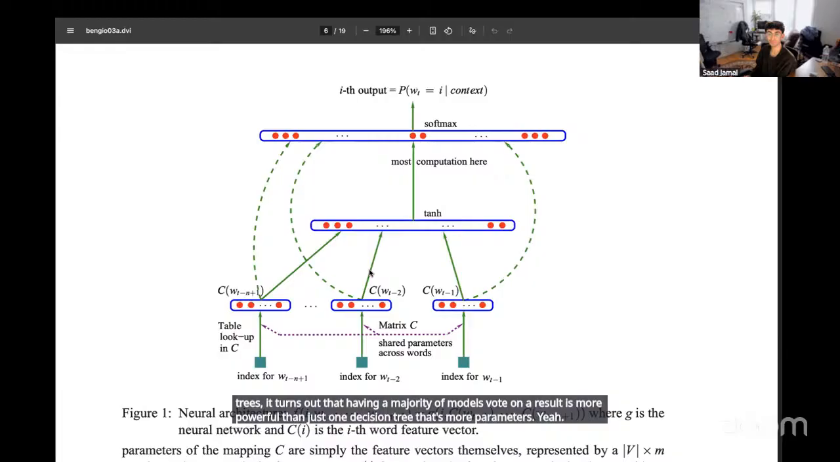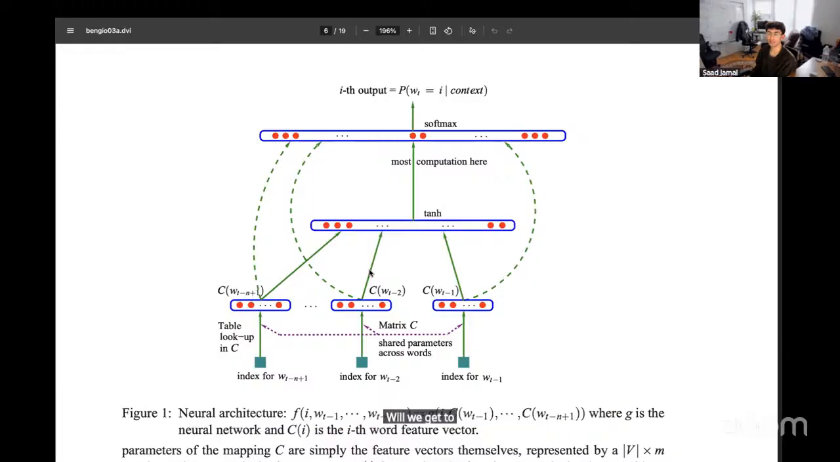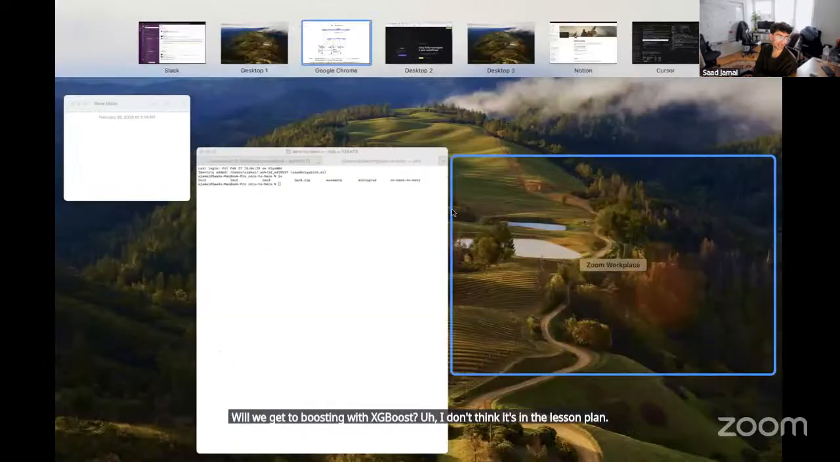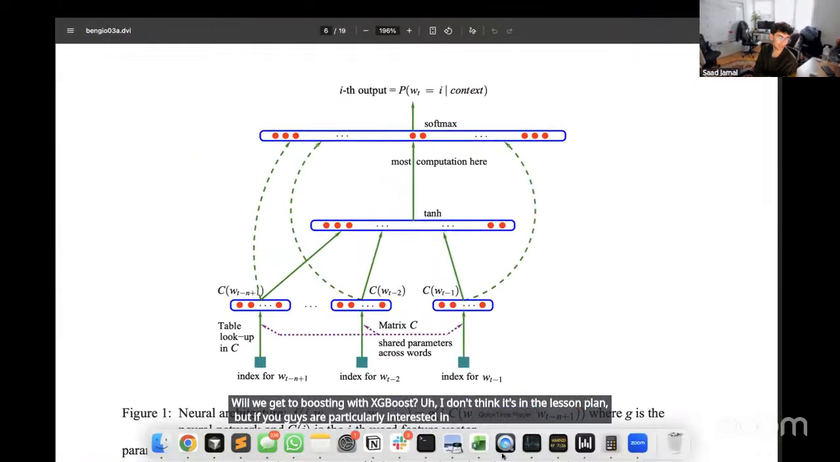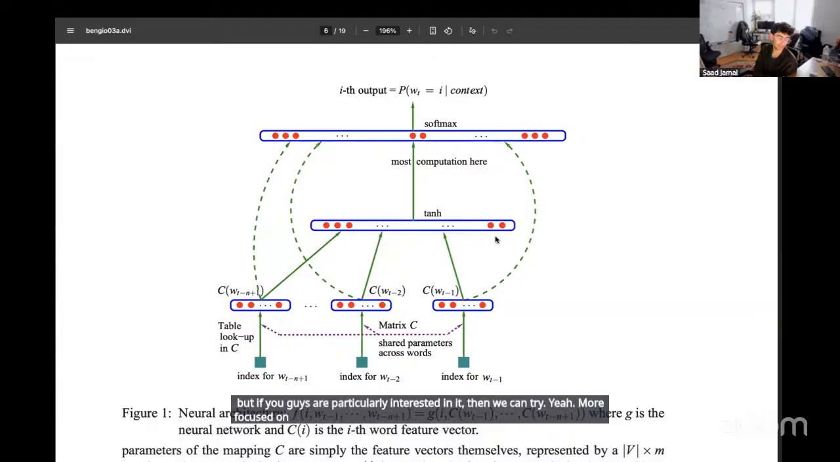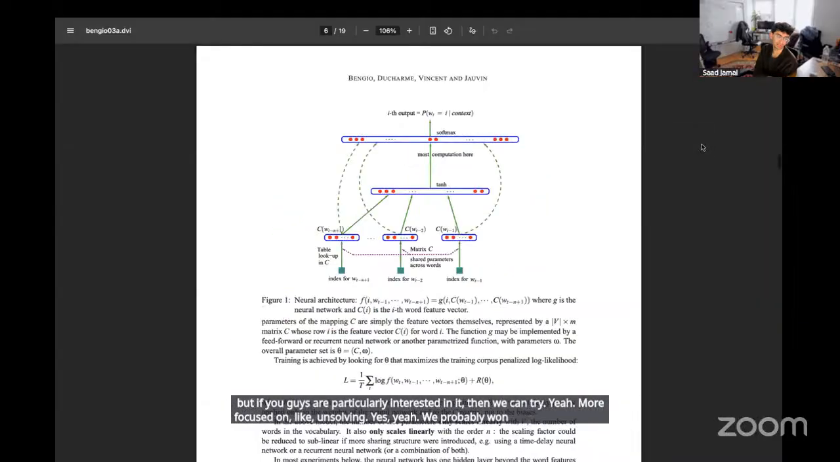Will we get to boosting with XGBoost? I don't think it's in the lesson plan, but if you're particularly interested, then we can try. Yes, we probably won't go too deep into ensembling.